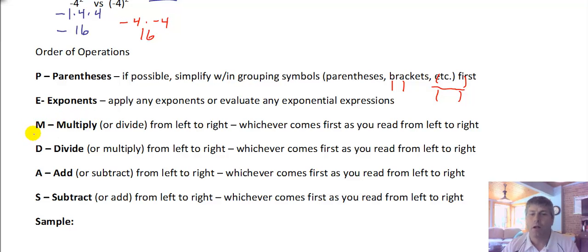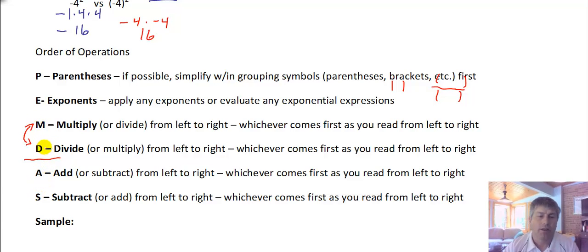Third, we would multiply or divide from left to right. So be careful here. This doesn't mean we do all the multiplication first and then all the division. We multiply from left to right, whichever comes first. So really, if division came before multiplication or to the left of it, we would divide first. So these are kind of compressed together. We multiply and divide before we do any adding and subtracting.